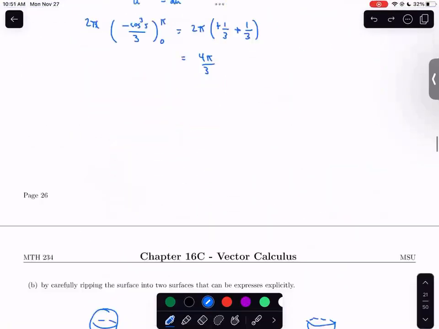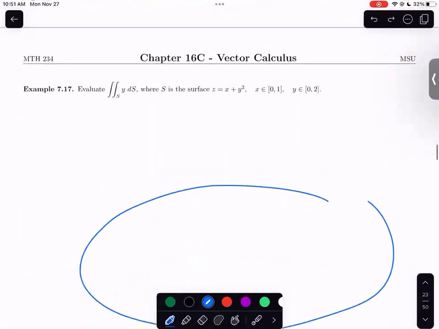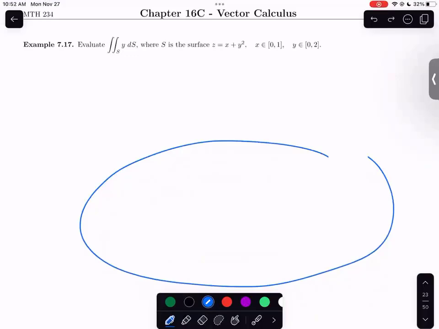So I'll answer your question as well by showing you the next question. Here's something that's maybe a little bit more typical, a little bit more reasonably done in a time setting. Evaluate this surface integral. Again, you have a nice scalar function here. You don't have any coordinates or things like this. It's not a vector field. It's just the function y, where S is the surface z equals this stuff here, x ranges between 0 and 1, and y ranges between 0 and 2.